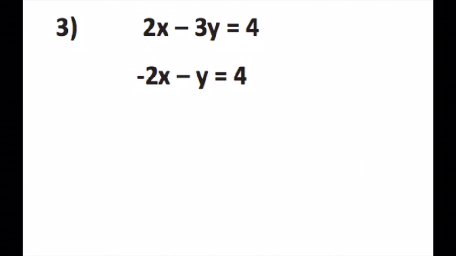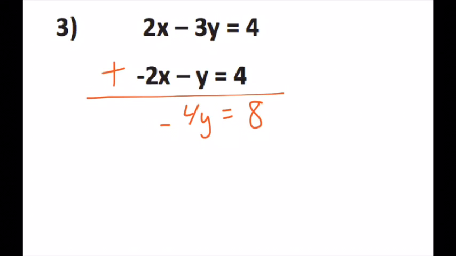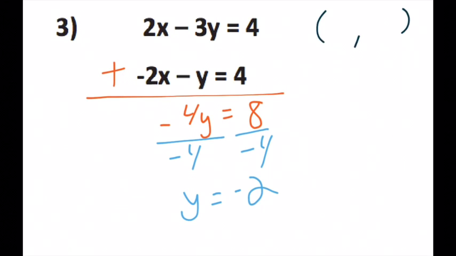We have a 2x in the first equation and a negative 2x in the second equation. So if we just add these two together, we have 2x plus a negative 2x, which is 0. Negative 3y minus y, or we could say negative 3y plus a negative y, gives me a negative 4y equals 4 plus 4 is 8. So now we're going to divide both sides by negative 4. So y equals negative 2. So now I know that the y value in the point they have in common is -2.